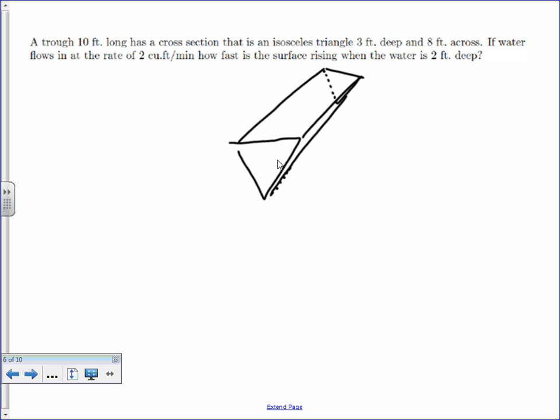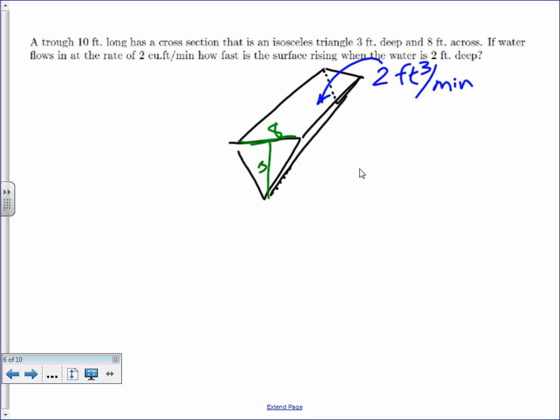That means if you chopped straight down on this anywhere, straight through the middle, as if you were coming from the side of it, the piece you would get out would look just like an isosceles triangle. So the isosceles triangle is 3 feet deep and 8 feet across, and the trough is 10 feet long. Water flows in at the rate of 2 cubic feet per minute.